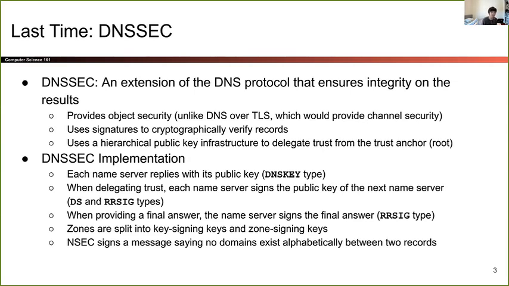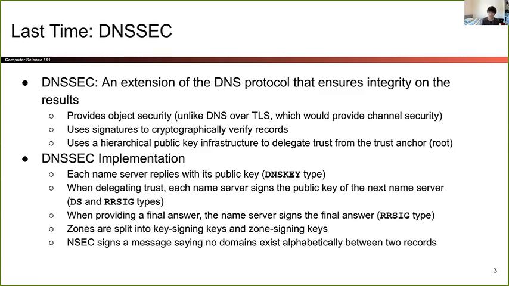The implementation uses a hierarchical public key infrastructure. We have a root of trust at the very top that's controlled by the root name server, and then we have a bunch of keys going back and forth. Each server will present its own public key using DNSKEY, and it can delegate trust to other servers using DS and RRSIG records, which basically provide a hash of the next server's public key. The final record ends up being signed using that same RRSIG record over the A record for the IP address or something like that.